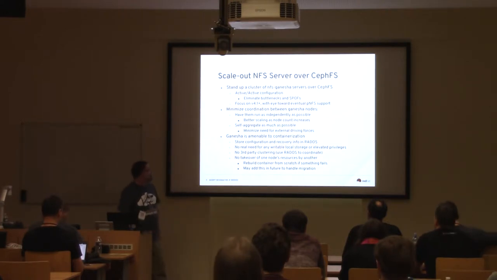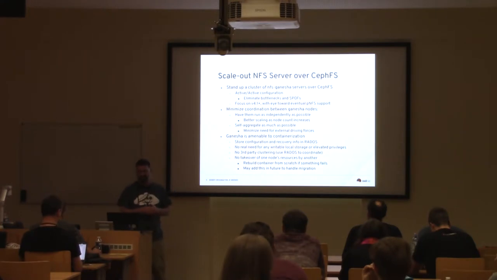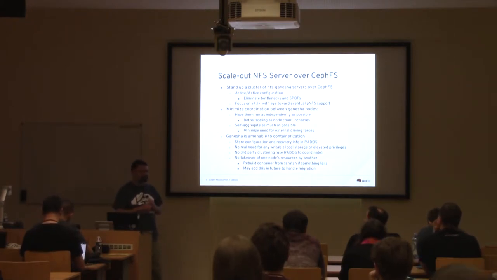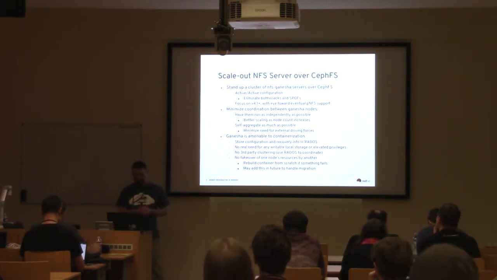The idea was we want to eliminate bottlenecks and single points of failure. The goal is to focus on NFS v4.1 plus because it has a lot of features that make it better for redundancy and performance. The goal here is to minimize coordination between the Ganesha nodes. You can build these sort of servers if you're very careful about recording lots of stateful information in stable storage, but that becomes pretty expensive. So we want them to be really loosely aggregated, able to do their own thing until we need them to reach out and talk to the other nodes.